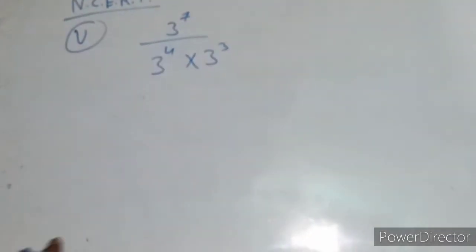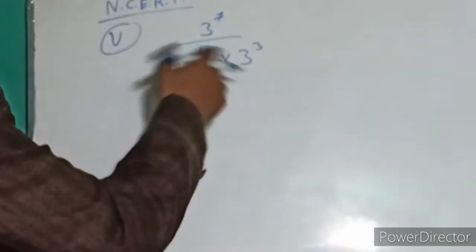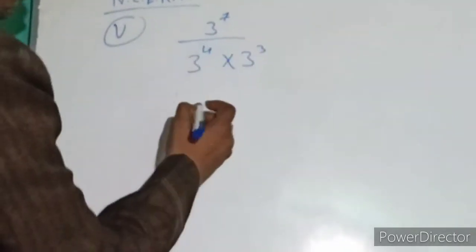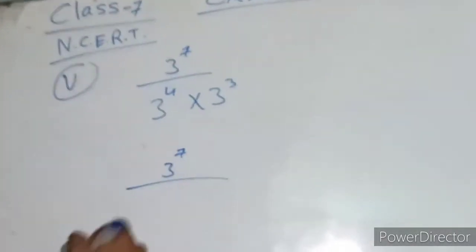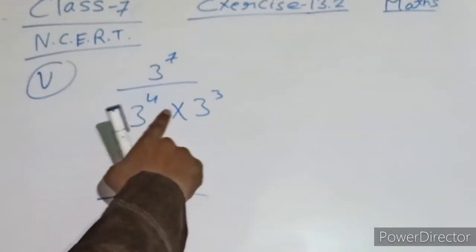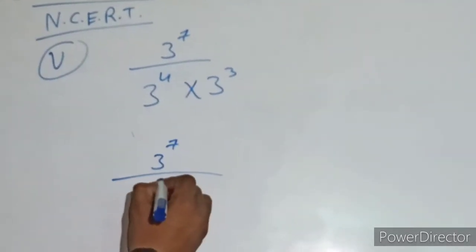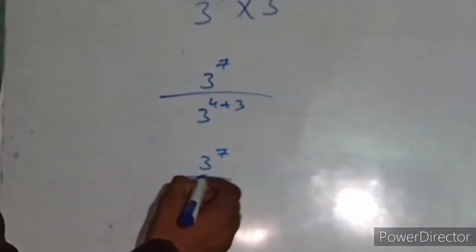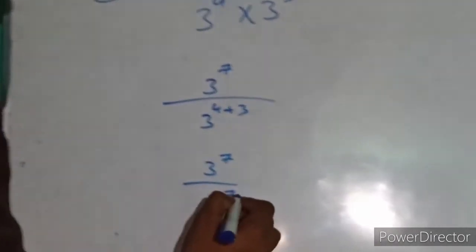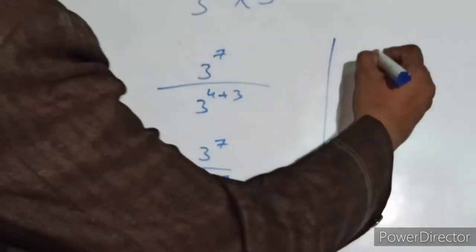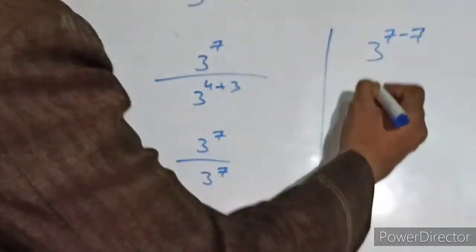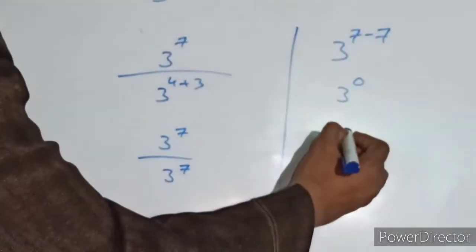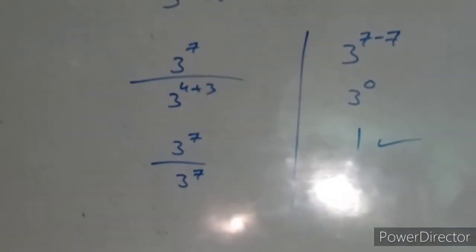Now take question number 5. It is a very simple question because all the numbers in this question are already in the simplest form. So 3 raised to the power 7. Here is the multiplication sign, so we will add the powers: 4 plus 3, 3 raised to the power 7. It will also become 3 raised to the power 7. So we can write it like this: 3 raised to the power 7 minus 7 means 3 raised to the power 0, and when the power is 0, the answer is 1. So this is the answer.